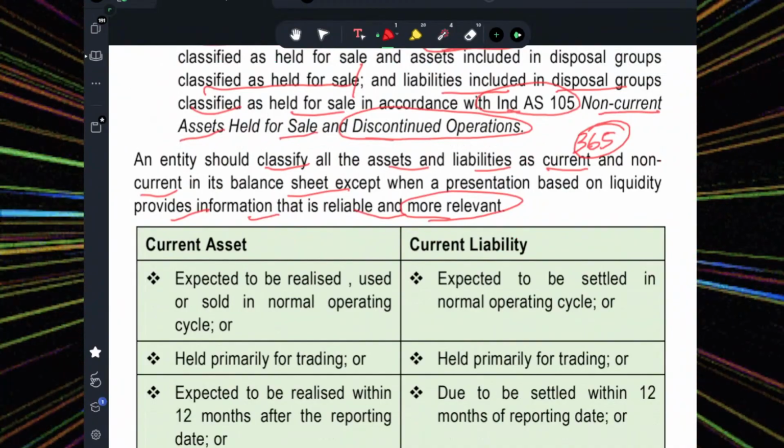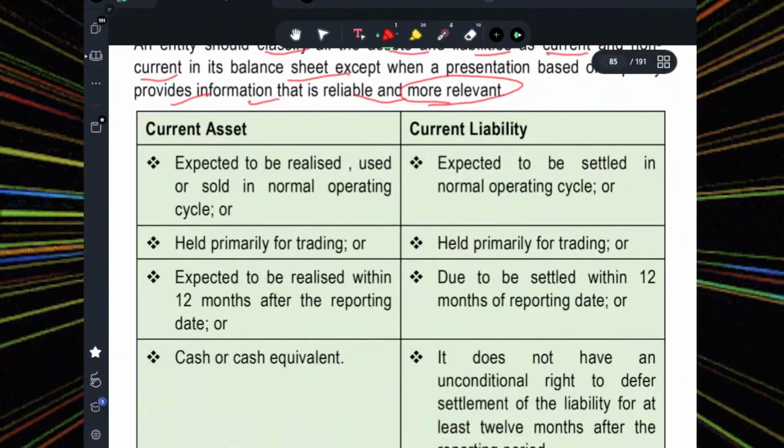Except where the presentation based on liquidity provides information that is reliable and more relevant. So that makes things more reliable and relevant. So here comes the question: what is a current asset? What is a current liability? We will see.